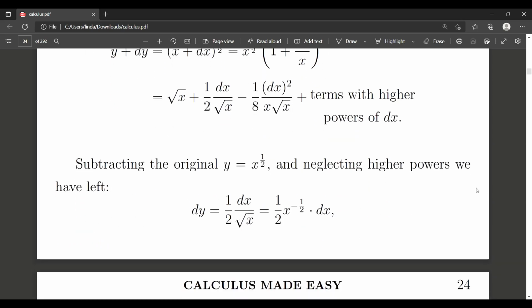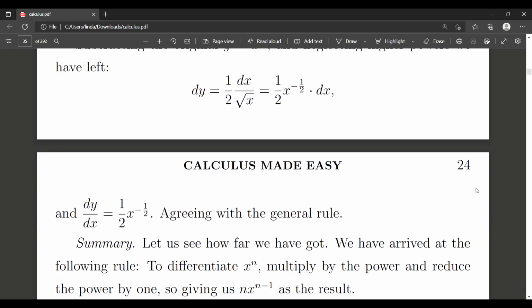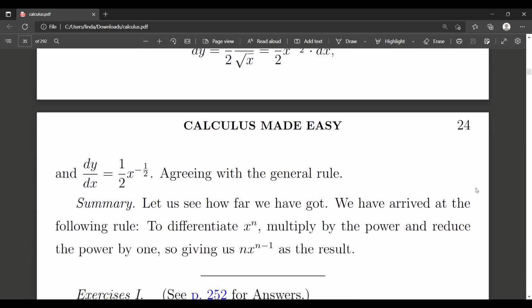Subtracting the original y is equal to x to the power half and neglecting higher powers, we have left dy is equal to half dx over the square root of x, which is equal to half x to the power negative half times dx, and dy over dx is equal to half x to the power negative half, agreeing with the general rule.